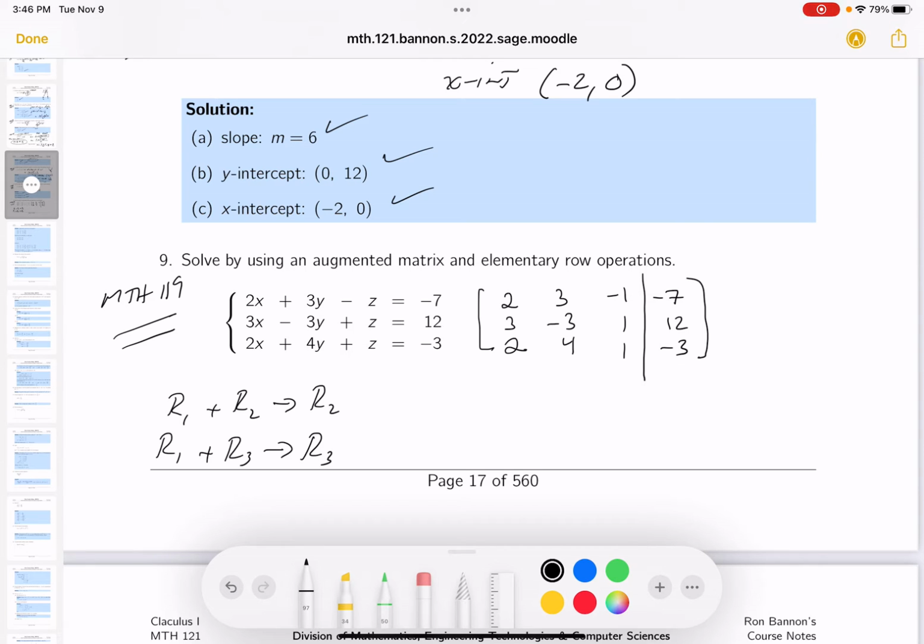If I did that, this matrix here is going to look like this one. 2, 3, minus 1, minus 7. I did nothing to row 1. But what did I do to row 2?